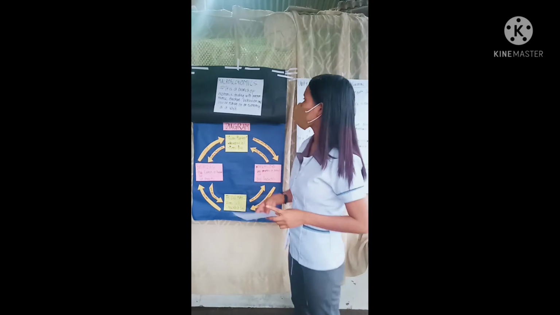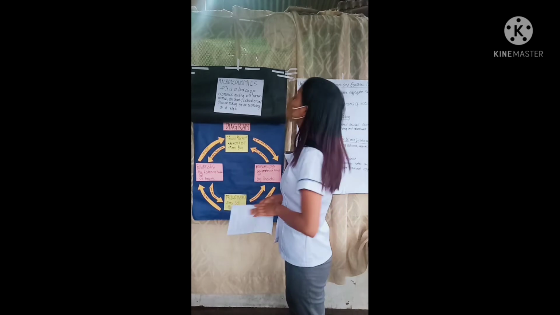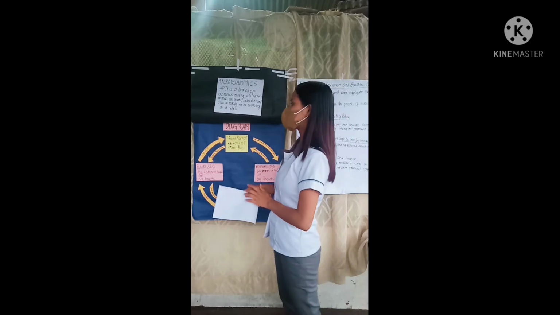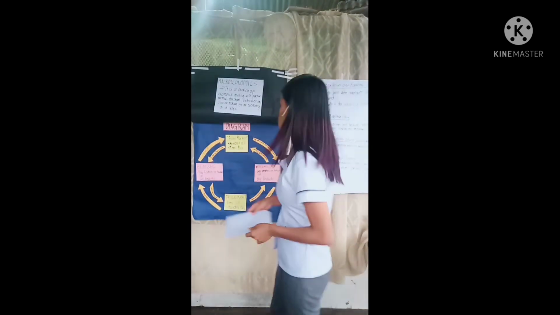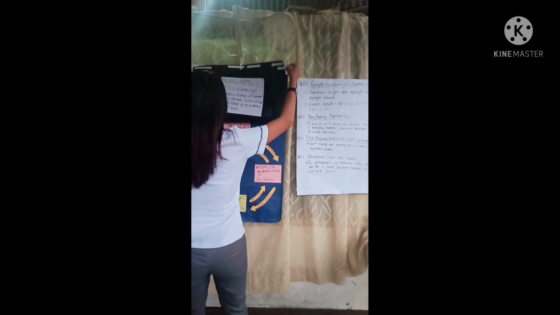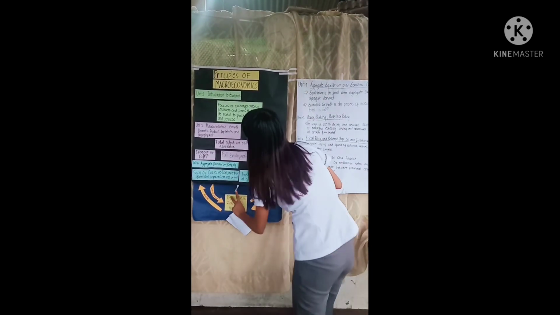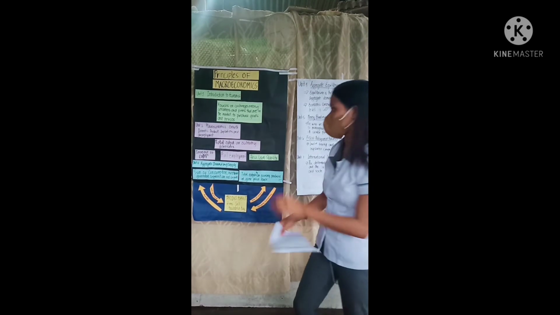Macroeconomics is a branch of economics dealing with the performance, structure, behavior, and decision making of an economy as a whole. So it talks about the entire condition of an economy. Now let's proceed to our topic, which is the principles of macroeconomics. First, the introduction to economics.